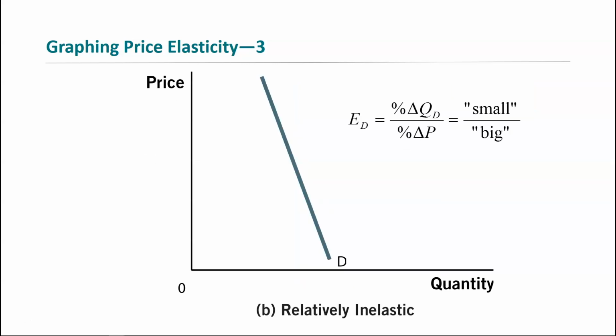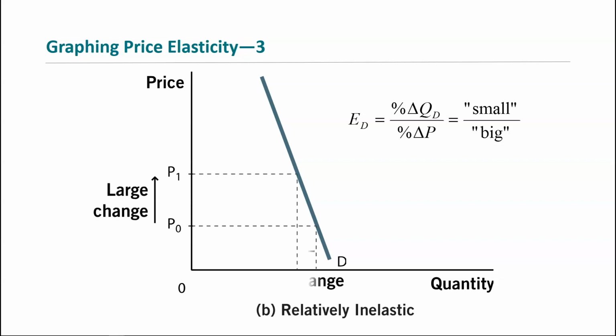This curve is still relatively inelastic. It's still pretty steep, though it's not perfectly inelastic. So notice with a price change from P0 to P1, we have a pretty big price change, and the resulting quantity change is pretty small, right? So we have a small top and a big bottom to our fraction. That's going to give us a fraction that is less than 1. That's pretty inelastic, right?